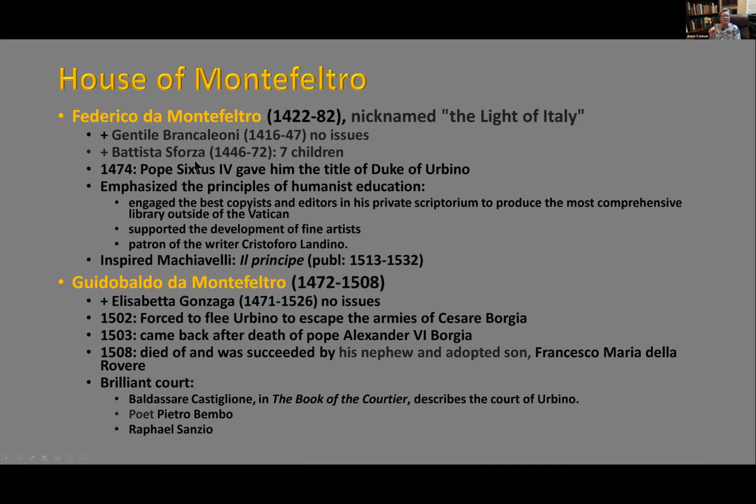And then he married Battista Sforza, with whom he had 7 children. Unfortunately, as you can see, she died pretty young, but they had a very strong marriage, and she was quite an astute woman who would take care of the administration of the city-state when her husband was out fighting. In 1474, Pope Sixtus IV gave him the title of Duke of Urbino.